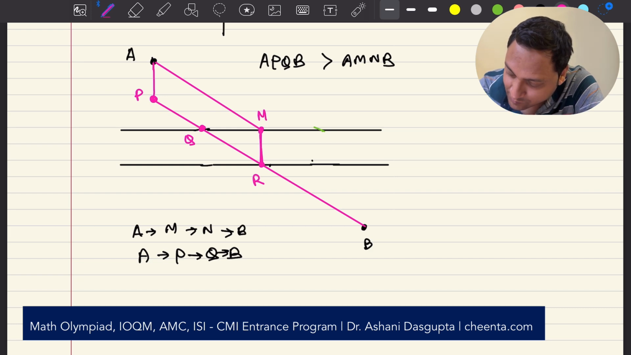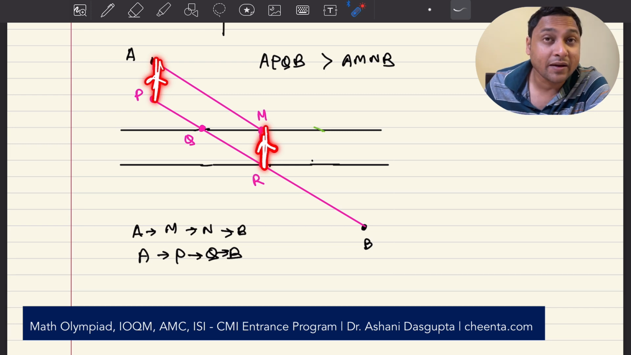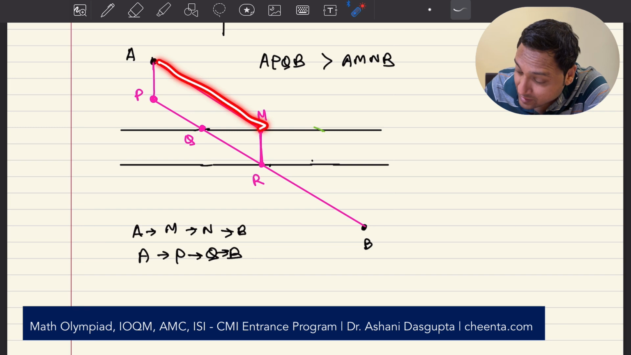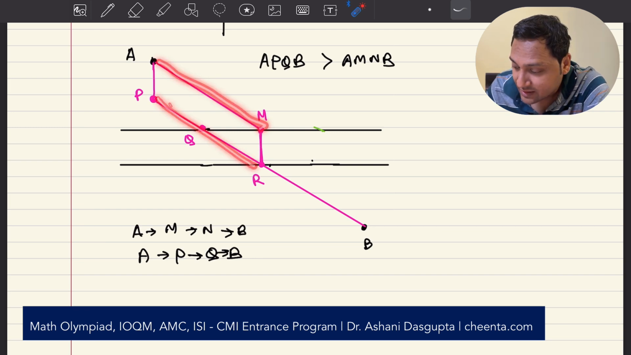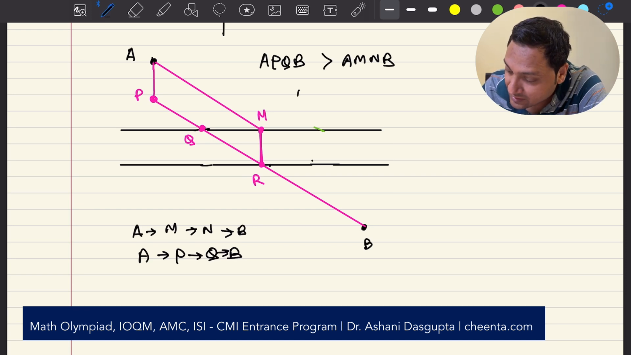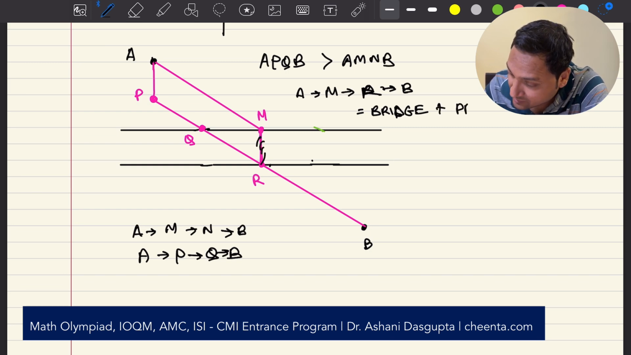So this is M, suppose. Of course, MR is equal to AP and MR is parallel to AP. So this is a parallelogram. So AM is equal to PR, and of course RB is RB. So the path AMRB is equal to the bridge, the length of the bridge, which is MR, plus PB.